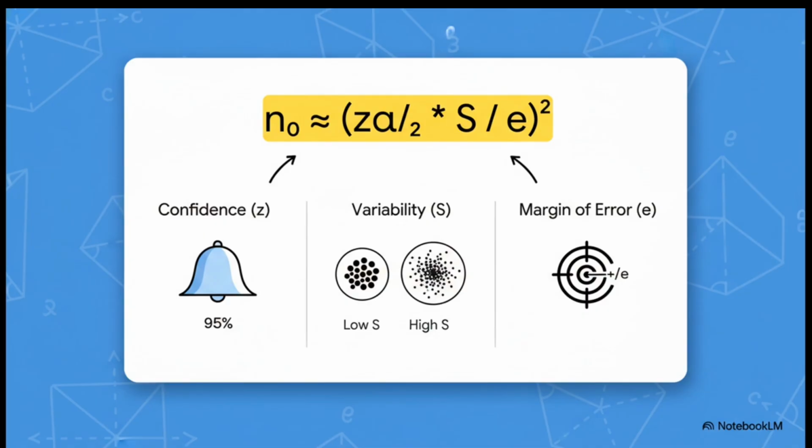That's a measure of how much variety there is in your population. More variety means you need a bigger sample. And third is E, the margin of error you can live with. How precise does your final answer need to be? A tiny margin of error means you'll need a huge sample.